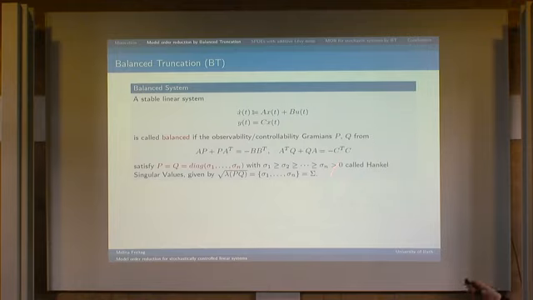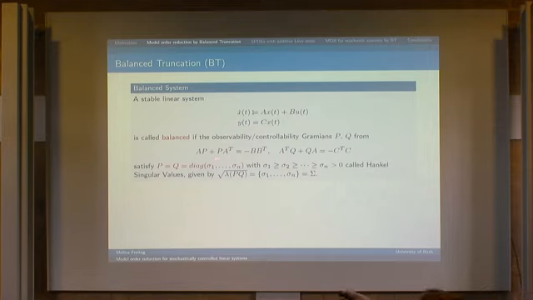Right. So you have your system, you have your gradients P and Q that tell you information about observability and reachability in their eigenvectors. And you solve this Lyapunov equation, you've got P and Q, these positive definite matrices. And if P and Q are diagonal, then the system is called balanced. And these diagonal entries are called Hankel singular values. So here you've got the relation to the singular value decomposition or principal component analysis.